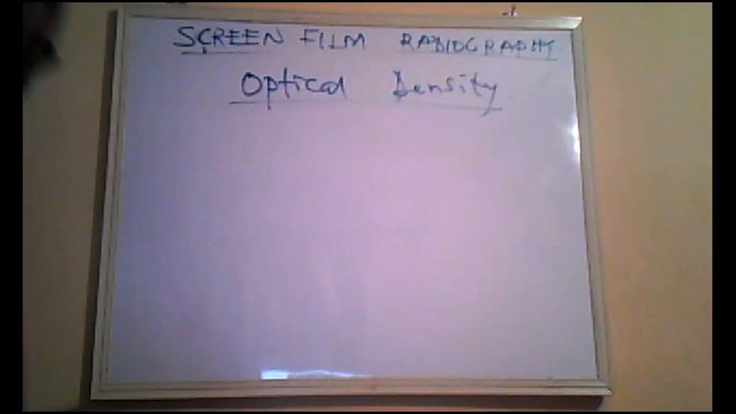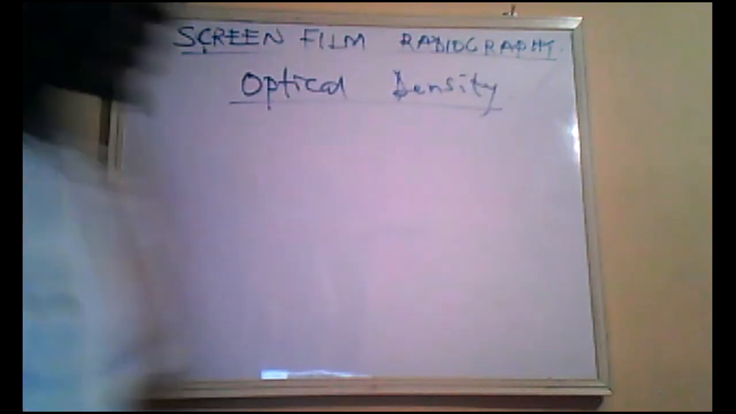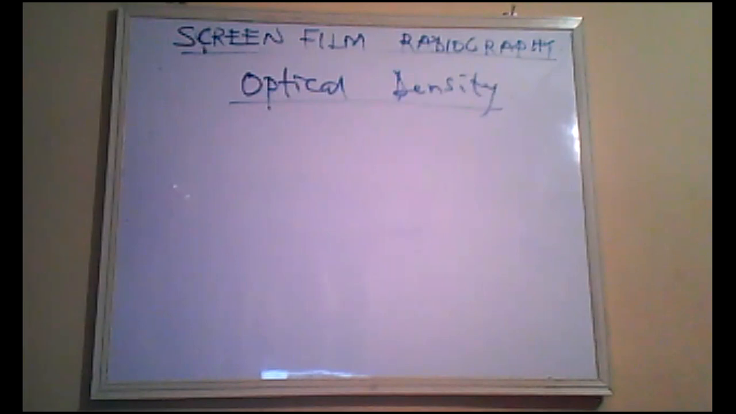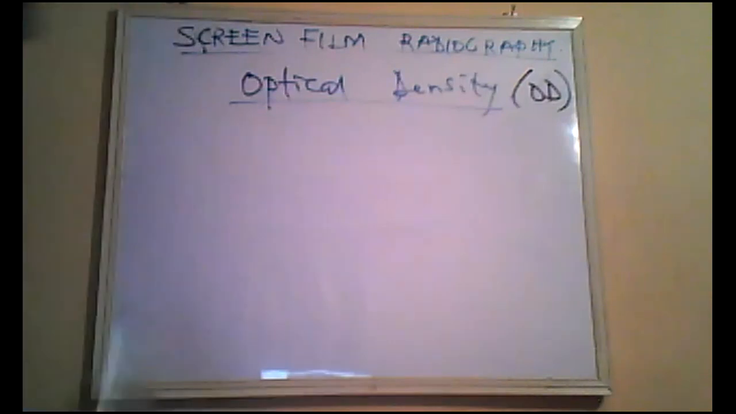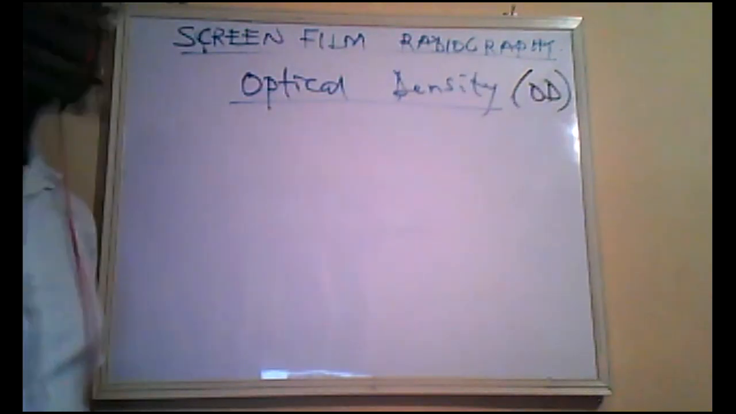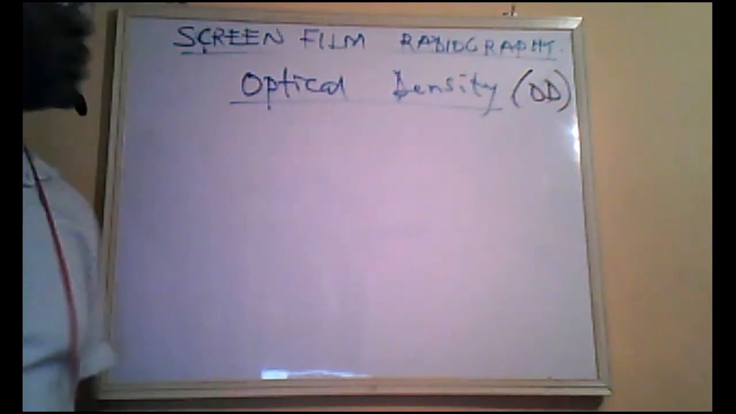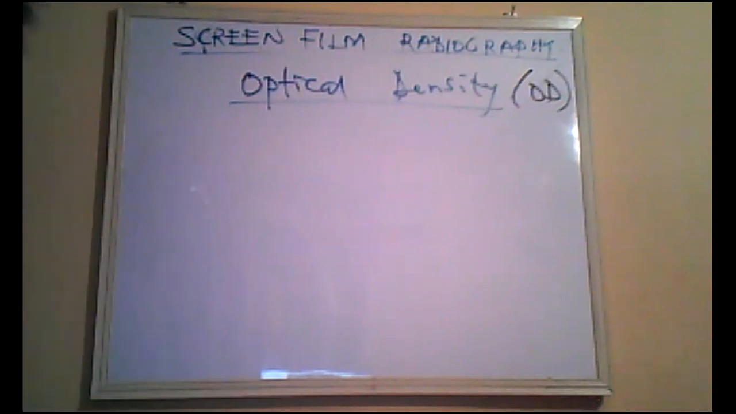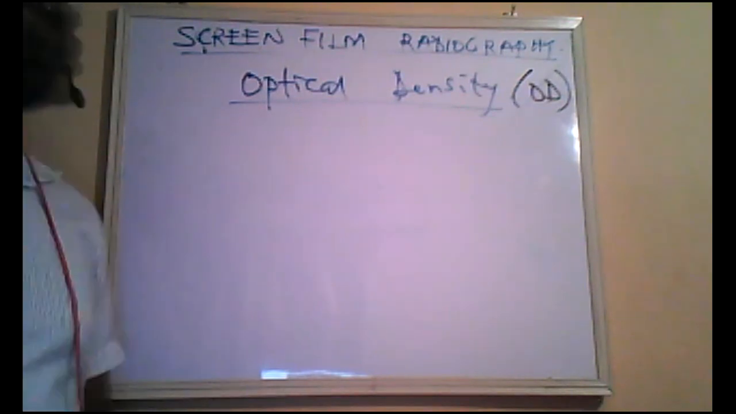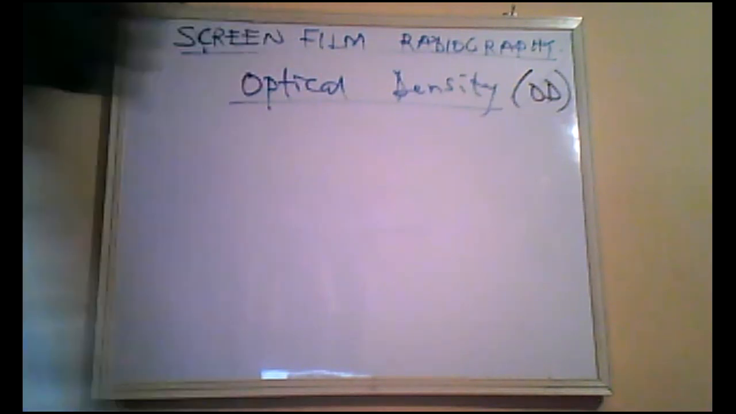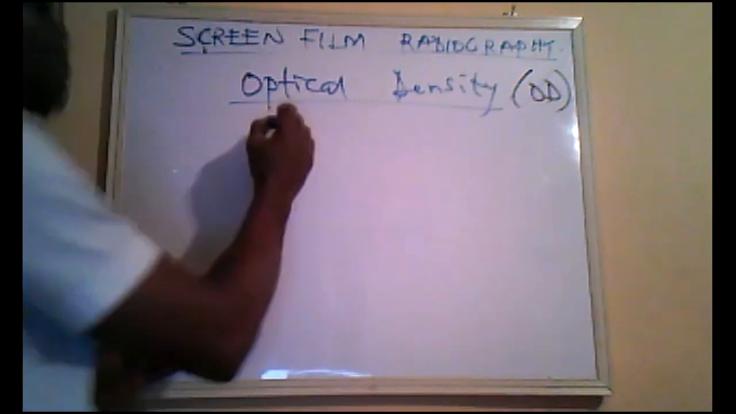I want to briefly look at the optical density, which is a very important parameter we always talk about in film. We have used this term OD at some points in this lecture, optical density. What is optical density? Optical density has got to do with the degree of darkening of the film. So the degree of darkening of the film is a measure of the optical density of a film. This is actually measured with a densitometer. OD is measured with a densitometer.